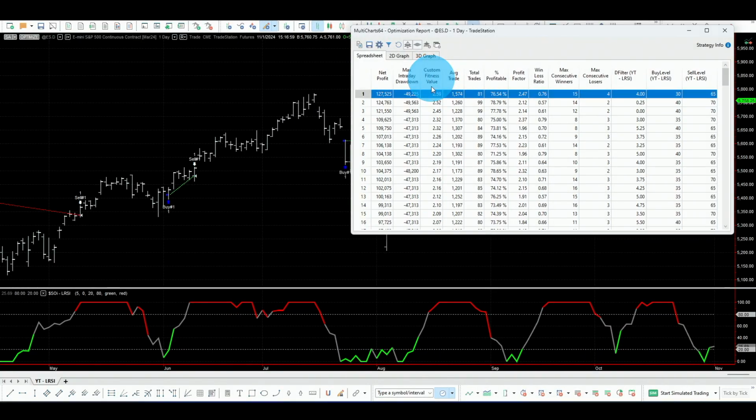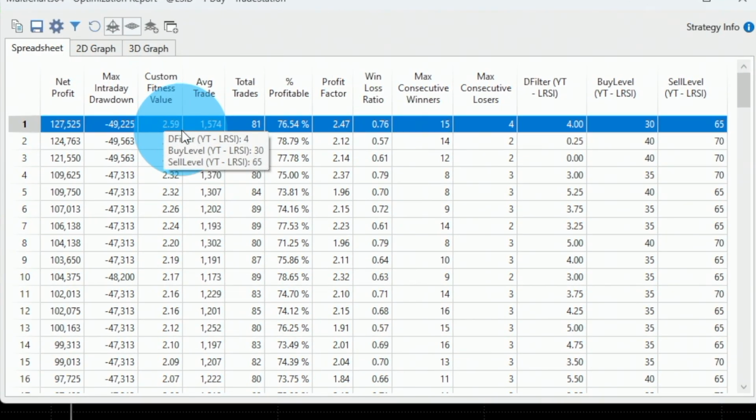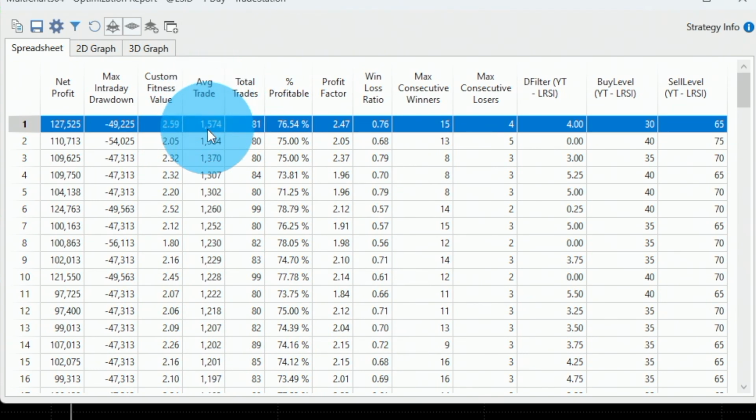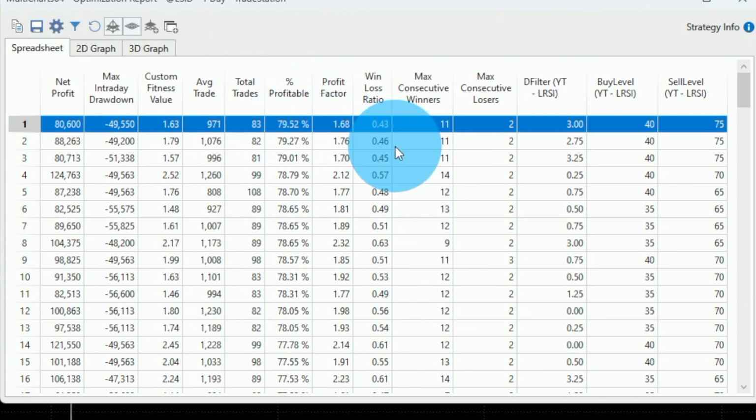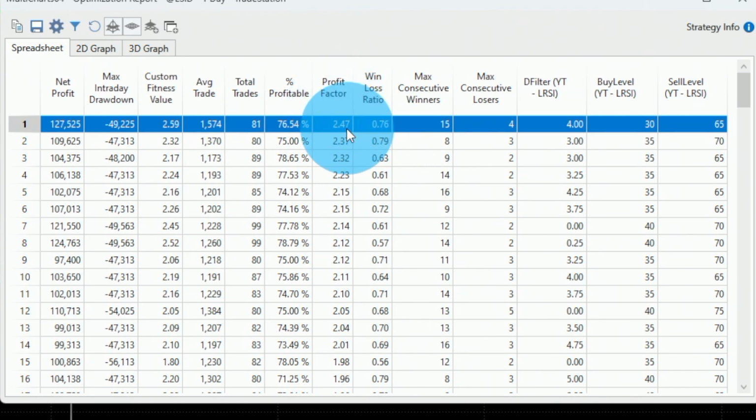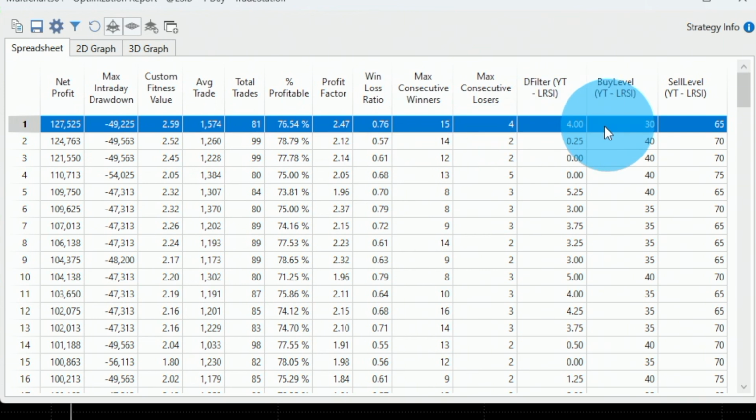So now I can sort by return to drawdown. The maximum I have is 259. And then, of course, very good average trade, 1500. And best win rate is about 80%. Best profit factor is 247. So these are the settings for the best strategy.